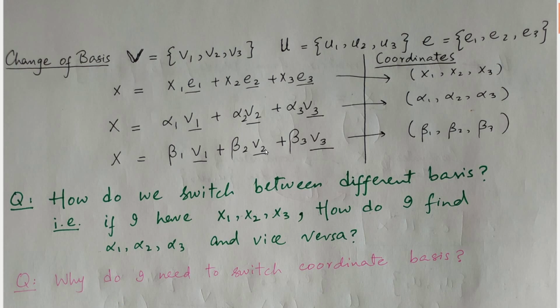So the basic question that we now have to deal with is, how do I switch between these different bases? How do I go from the x's to the alphas? Or if I have the alphas, how do I find the x's? How do I switch representations of the vector x between these different bases? If I have these coordinates, how do I find these coordinates?